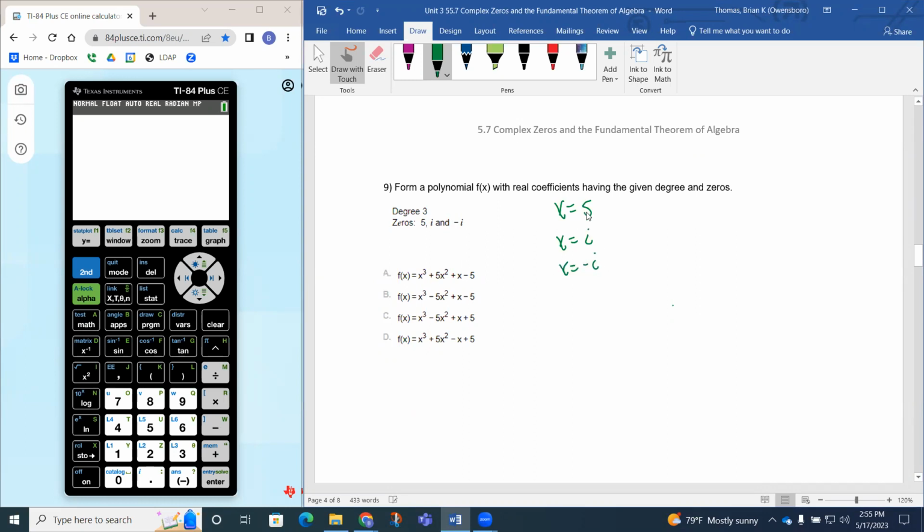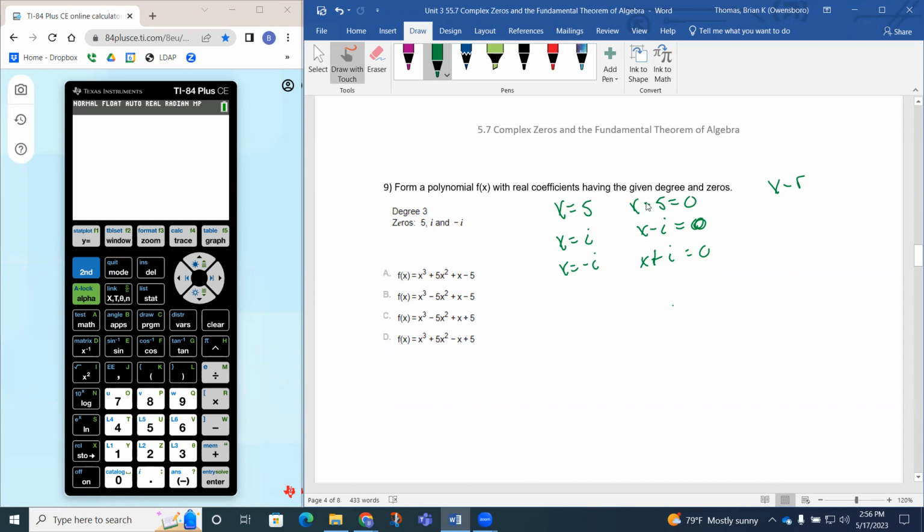Now remember, to make those back into factors, we have to set them to 0, so x minus 5 is equal to 0, x minus i is equal to 0, and x plus i would equal 0. To put them back as factors, we have to put them in the form of x minus r, which always switches the sign of what you see in the zero. If we see a 5, it comes in as x minus 5. If we see an i, it's got to be x minus i. And if it's negative i, it's got to be x plus i for those factors.